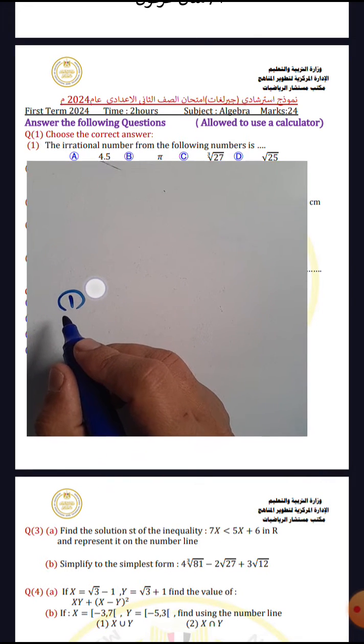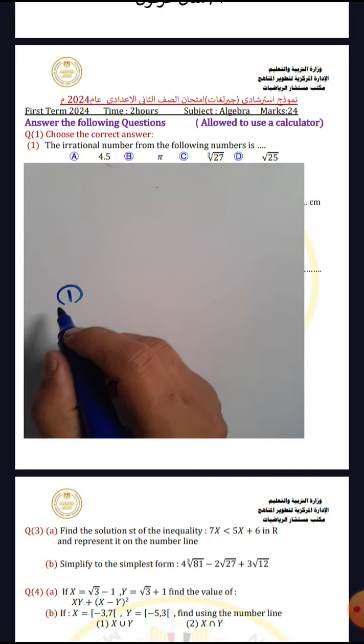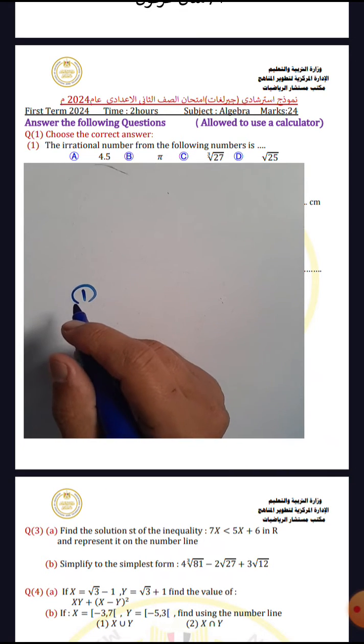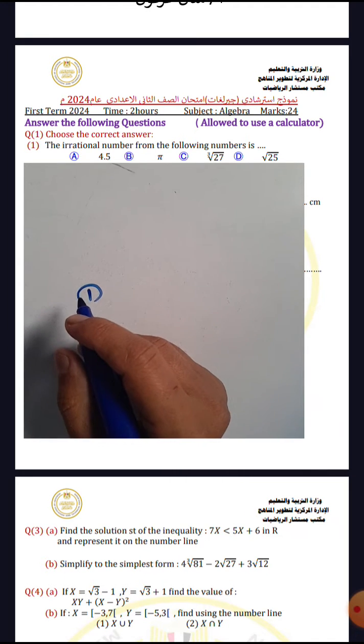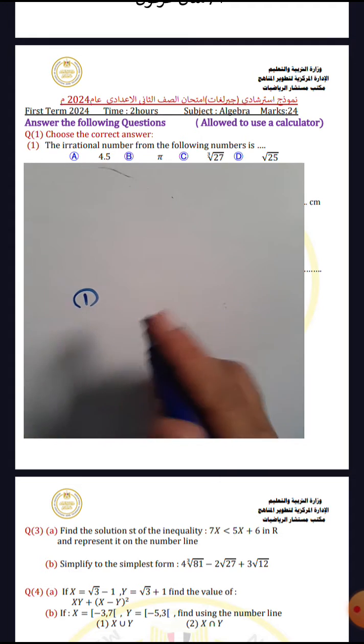Question number 1. Choose the correct answer. Number 1. Which of the following numbers is the irrational number? Who can tell me? Cubic root of 27 will be 3. Square root of 25 will be 5. Pi, we can write here 3.14 and so on. Pi is an irrational number here.